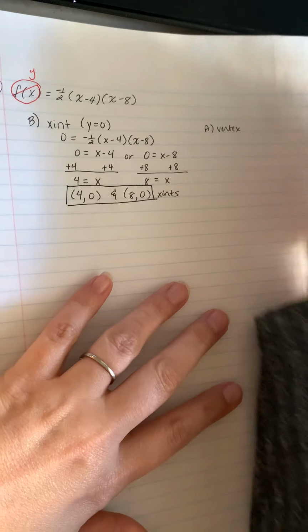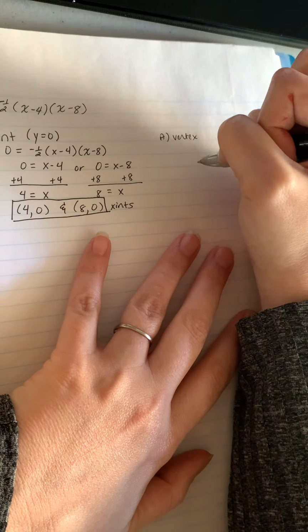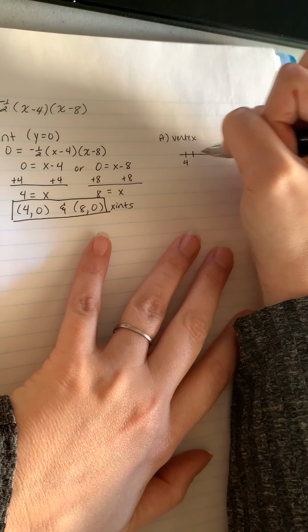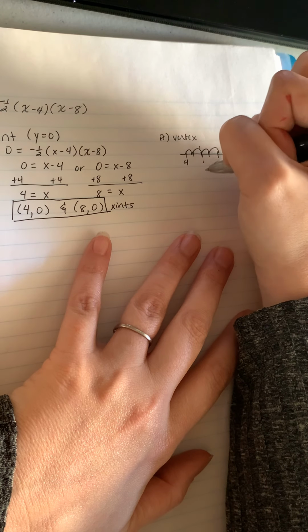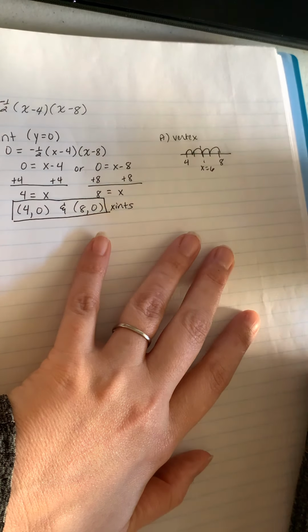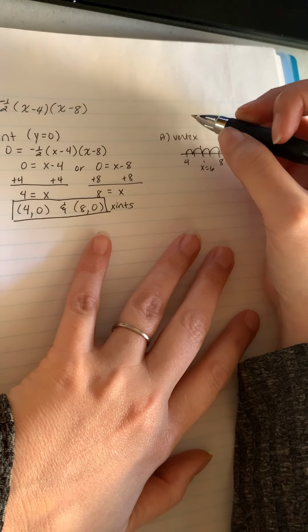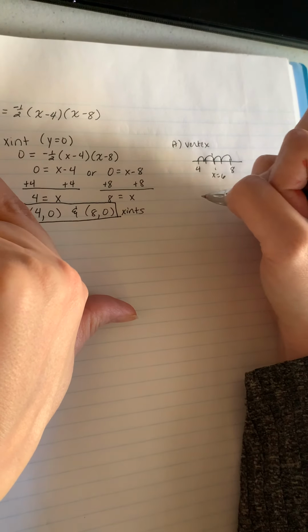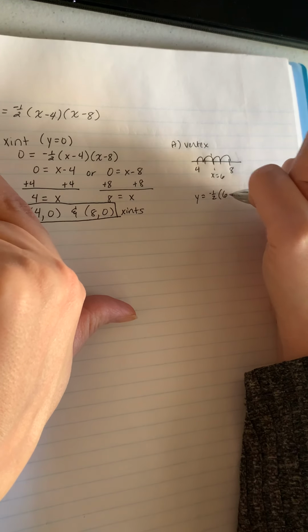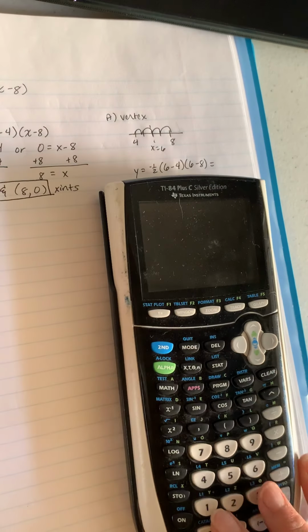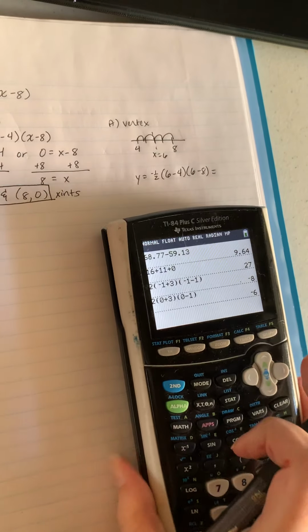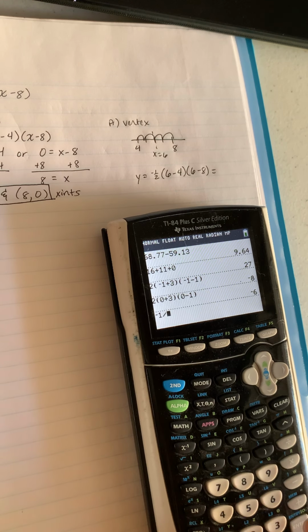Vertex. Well, the vertex is between 4 and 8. So what's between 4 and 8? 4, 5, 6, 7, 8. So that's x equals what? 6. All right. So then we plug that back in to the function. So y equals negative 1/2 (6 minus 4)(6 minus 8). And then we just grab our trusty calculator. Negative 1/2 (6 minus 4)(6 minus 8). And we get 2.